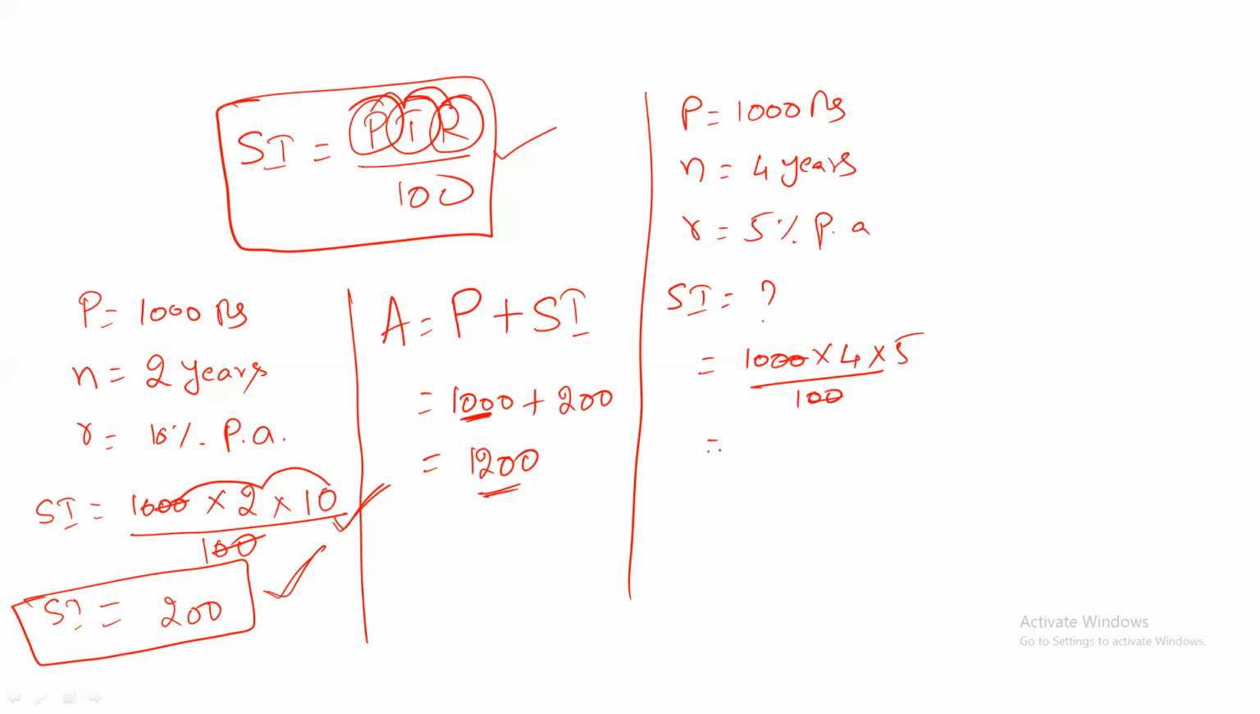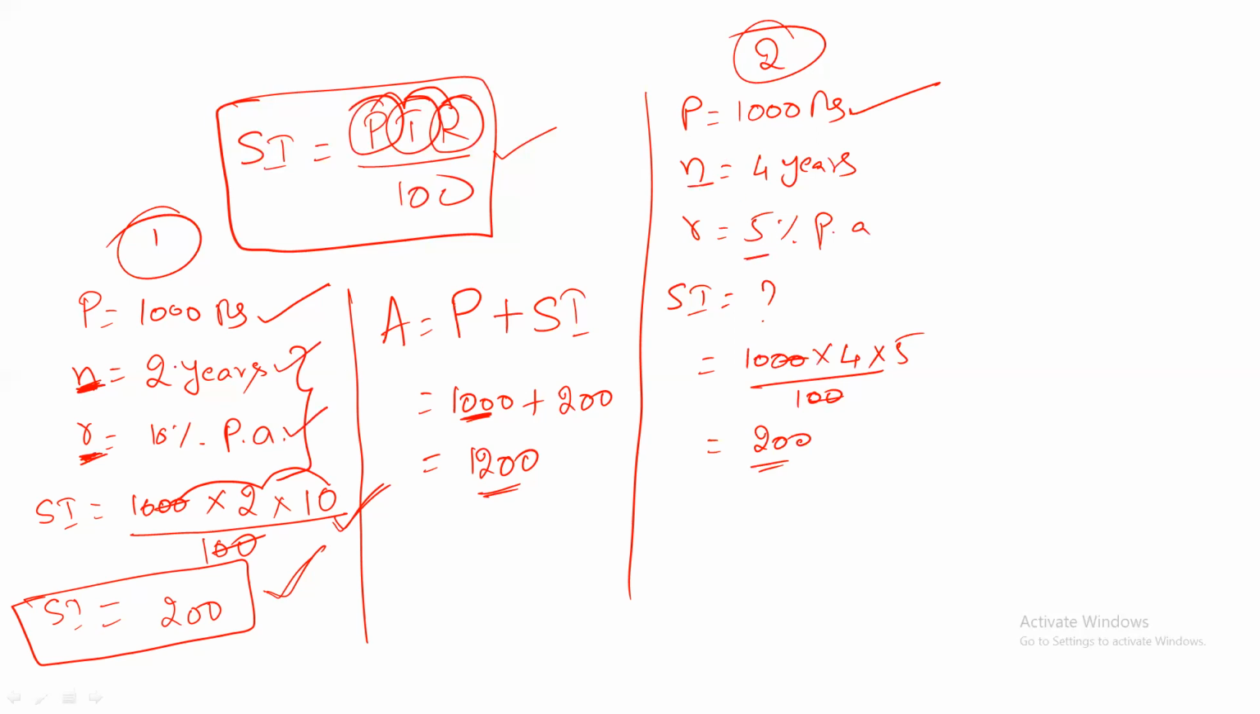Two zeros will get cancelled. Is that 200 again? Now if you observe the second example and the first example, where is the difference? The principal amount I have taken from my friend is the same, 1,000 rupees in both cases. What I have changed is the number of years and rate of interest. Here it is 2 years and 10%, here 4 years and 5%.